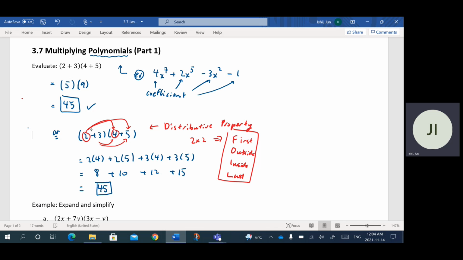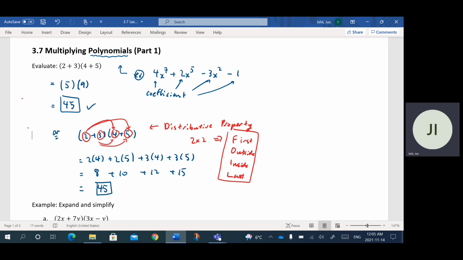Then we multiply the outside ones, so the 2 and the 5, and then the 3 and the 4 were the inside, and the 3 and the 5 were the last. Okay, so that's what FOIL stands for, this acronym: first, outside, inside, last. All right, so we have 4 items that we multiply together to get 45.